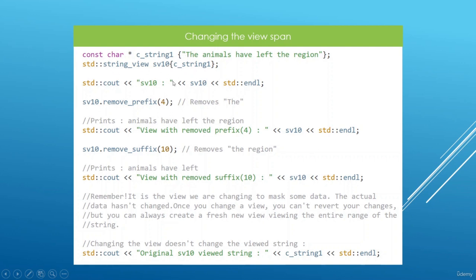We can shrink the window from the front by using syntax like this. We say sv10 remove prefix, and we specify how many characters we want removed. We want to remove 4 characters, so this is going to remove the first 4 characters, including the space here. If we go down, you see we also have a version to remove suffix. This is going to remove from the back of the string, and we're going to remove 10 characters. If you count, you're going to see that we remove these characters here, and we're left with animals have left.